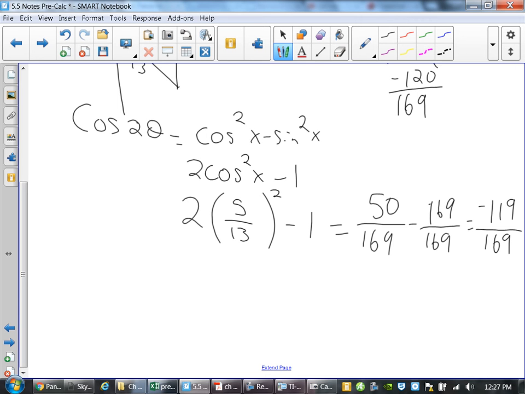Yes, ma'am? Why was the 2 distributed to 5 but not to 13? Because it's two of them. It is 2 over 1.